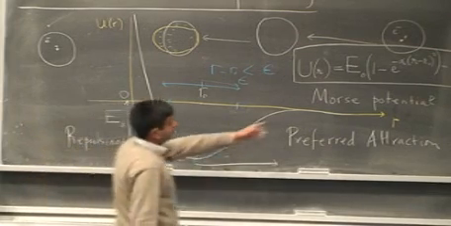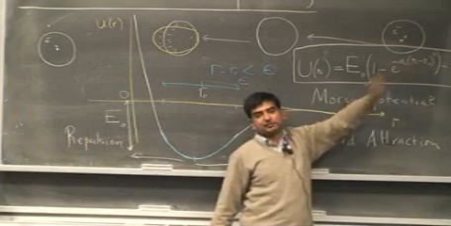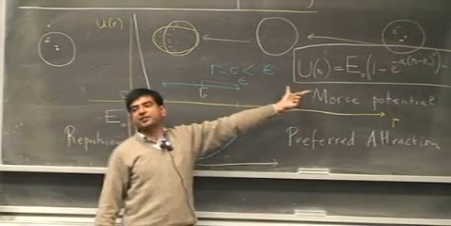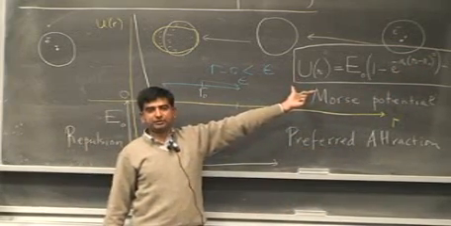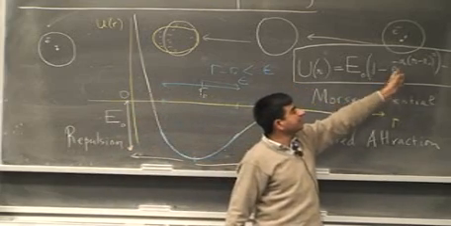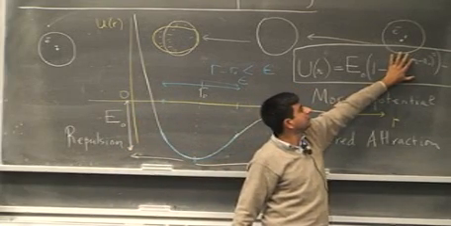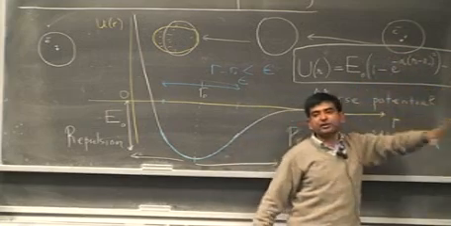If I put R goes to infinity, what will this potential energy approach? It approaches 0, because this term is going to be minus infinity, this is 0, and E naught minus E naught is going to be 0.